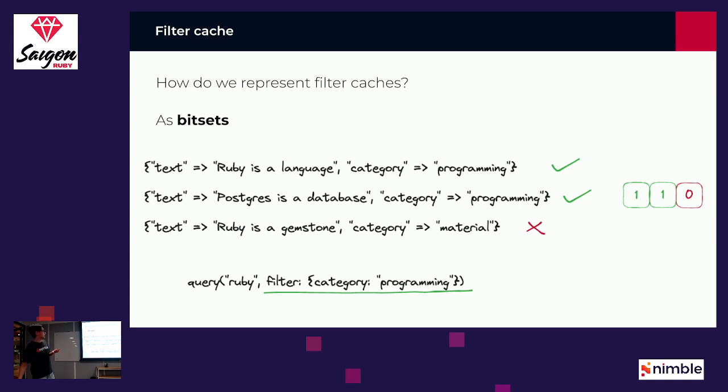And the bit set is very compact. If you think about it, if you need to store a cache of 10 million entries, you only need 1 megabyte to do it. 10 million entries, 1 megabyte. So it's very compact, it's very efficient, and if you do compression on it, it even gets smaller.